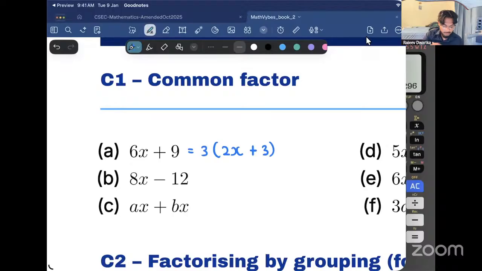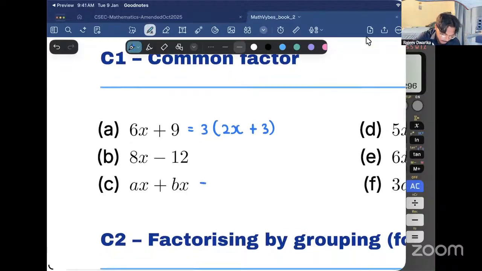Yes, sir. Alright, over here I have ax plus bx. What are you noticing that both of them have in common? X. So I can pull out the x, and what do I write on the inside? A plus b. Good.